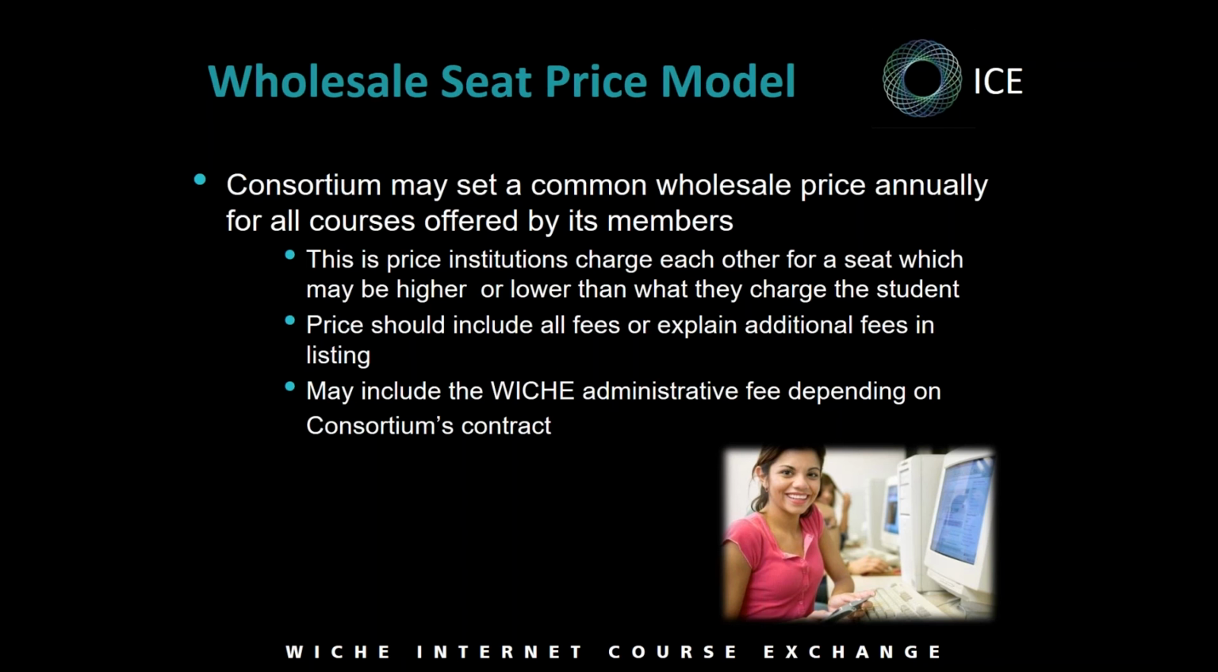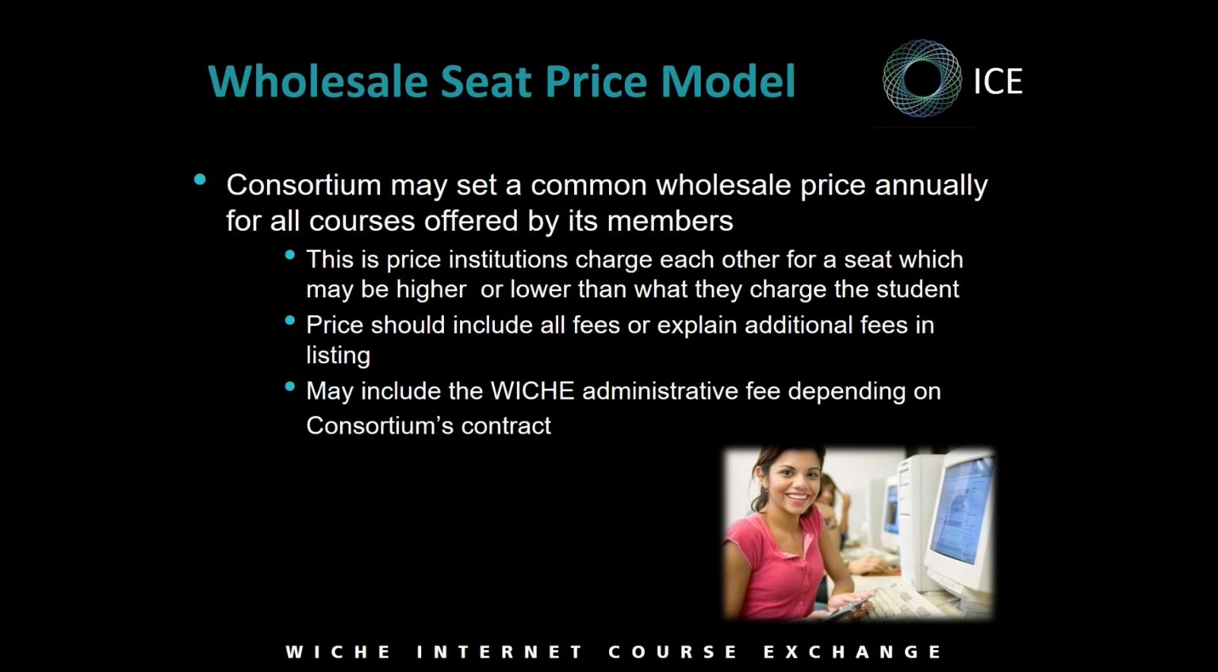And that price will include all the fees, so that a student doesn't sign up for a course at another institution and then find out, oh, there's an extra $150 technology fee. We encourage you to put all of those fees into that common wholesale price. And it may include the WICHE administrative fee, depending on how your exchange decides to set up its business rules. So for example, let's say you're offering courses and you're charging $150 a credit hour, and that's pretty common across your institutions, or you agree that that's a price you will use. And so for a 3-hour course, that's a $450 fee, and then you would pay 15% of that fee if WICHE were to do the billing processing for you.